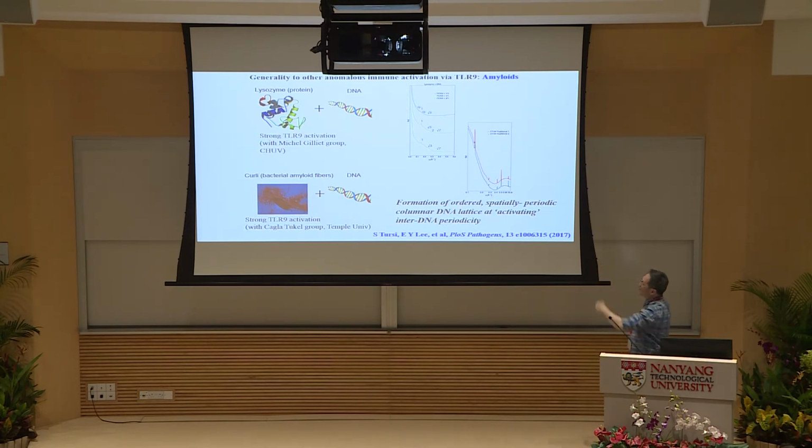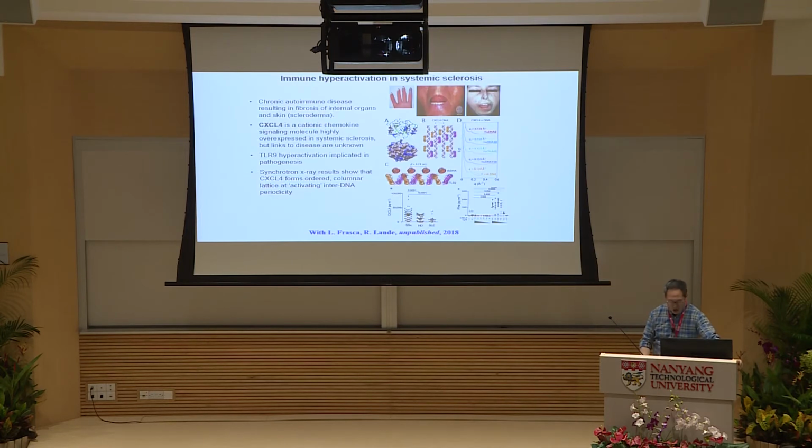In both of these cases, if you look at the X-ray scattering, you find that you get ordering of DNA into the periodicity that gives you this kind of immune activation. And this work we published last year. We wanted to look more broadly. Does it have to be an alpha helix? Does it have to be an antimicrobial peptide?